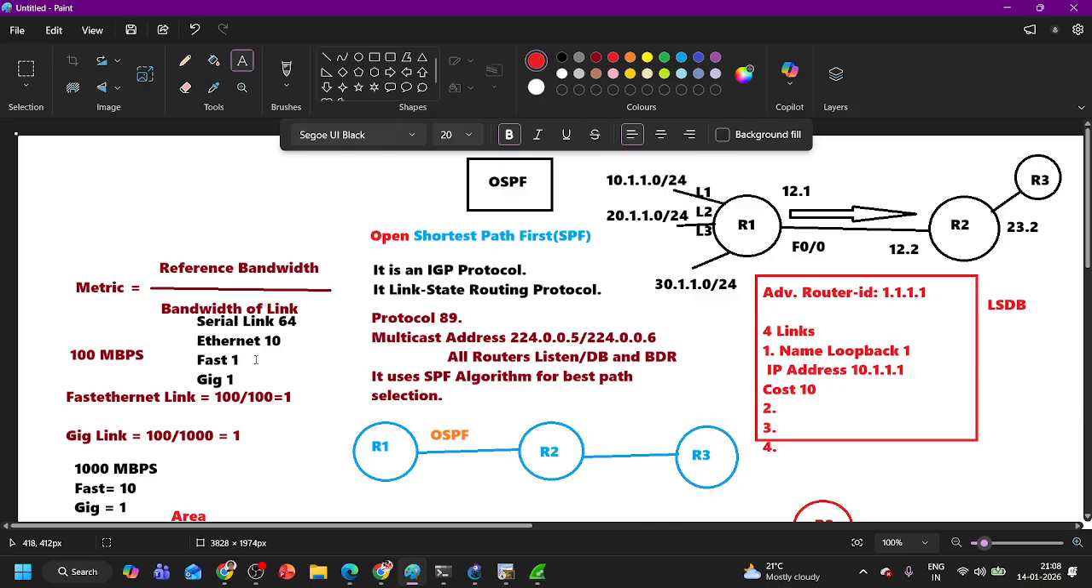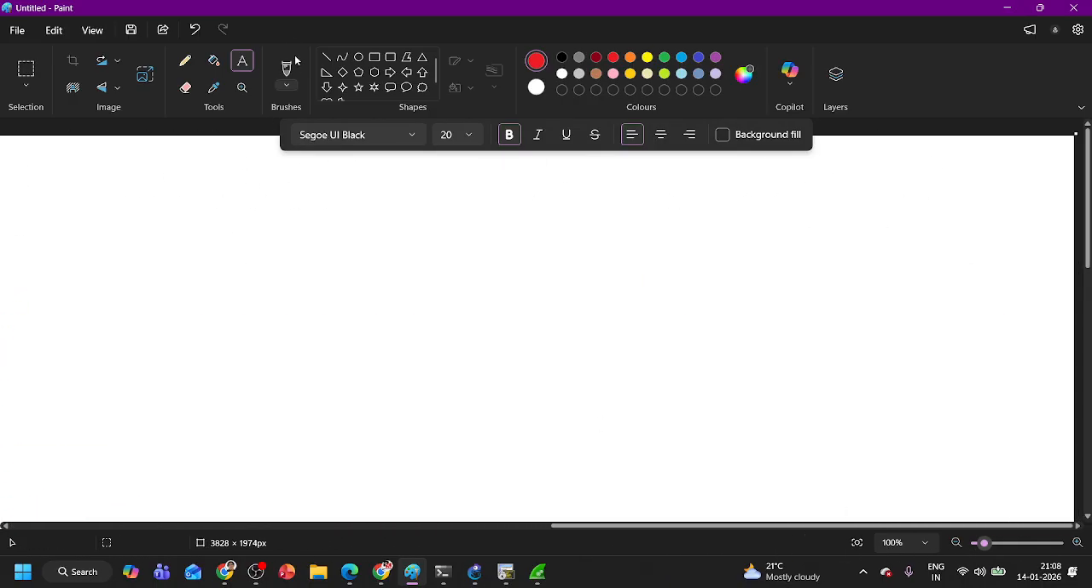Anything else, guys? Okay. Let's understand OSPF messages.